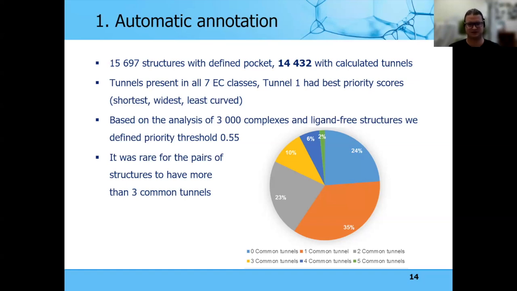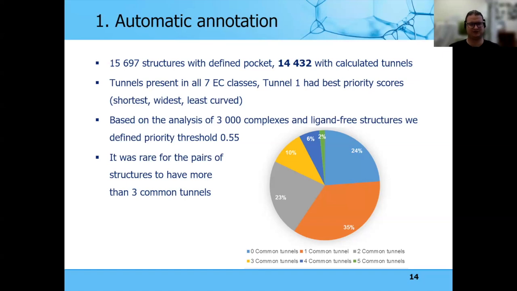Priority score is a score produced by the Caver algorithm. In this case, it's kind of logical because the result is based on how Caver orders the tunnels. So of course, tunnel number one is the best. Yeah, so it is the shortest, widest, and least curved, and through this, it has the best priority scores, which take into account all these three features.